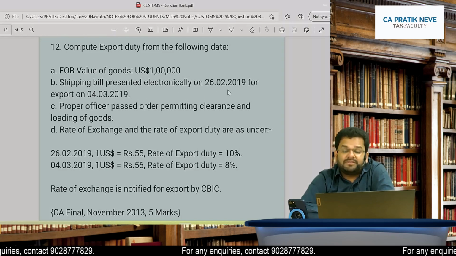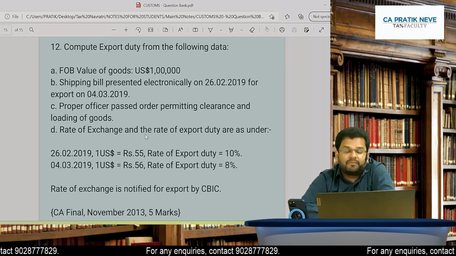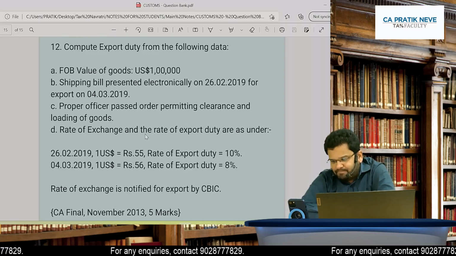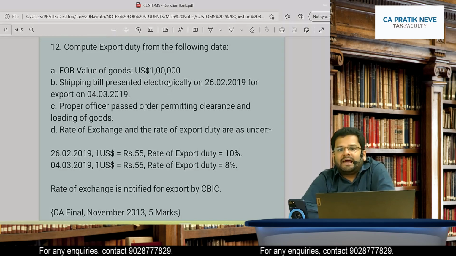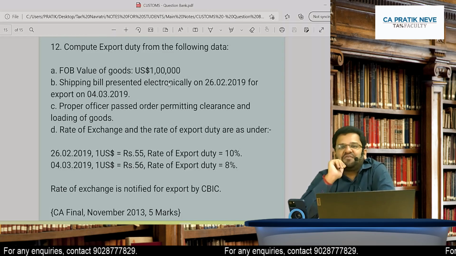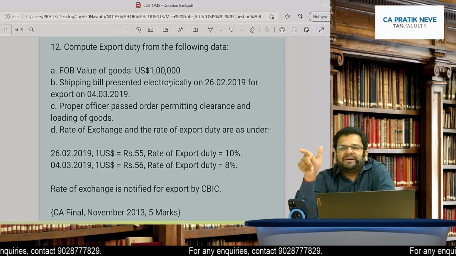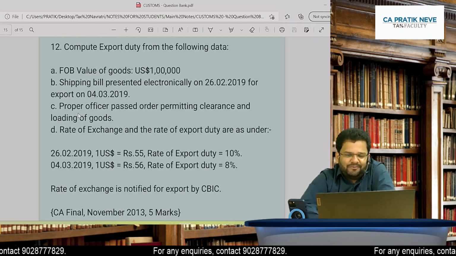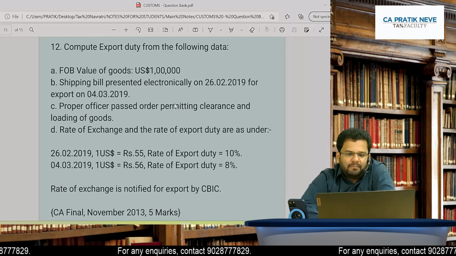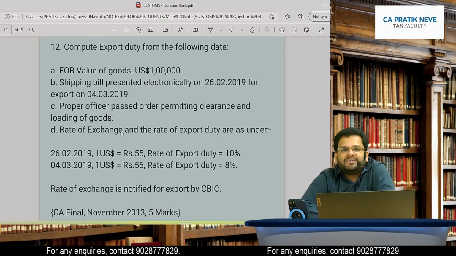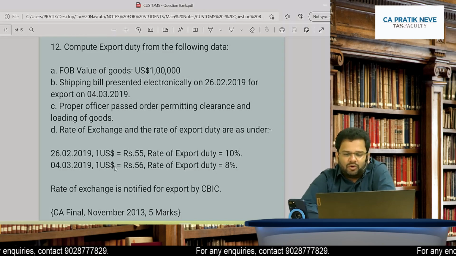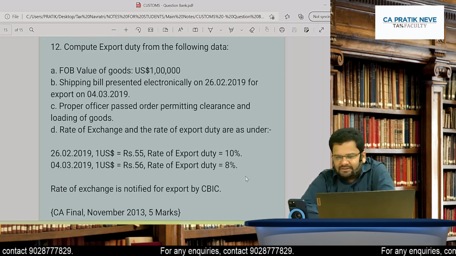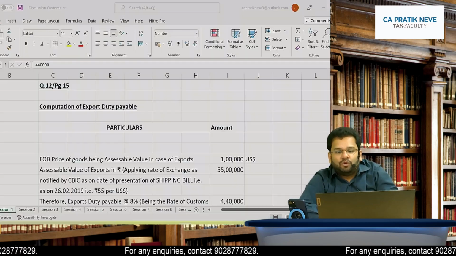So 26th Feb is important. As on 26th Feb, you find out the rate of exchange. I hope Prachi it's clear. It is 55. So 55 into 1 lakh. Is it 55 lakhs? 55 lakh becomes your assessable value. Now, the proper officer passed the order permitting clearance and loading of goods on 4th March. So as on 4th March, Shraddha, take the rate of duty. So what's the rate of duty? It is 8%. So the final answer is going to be 4,40,000.